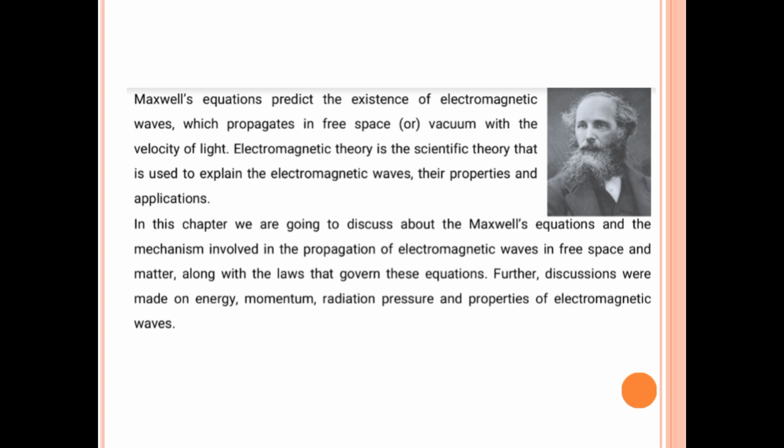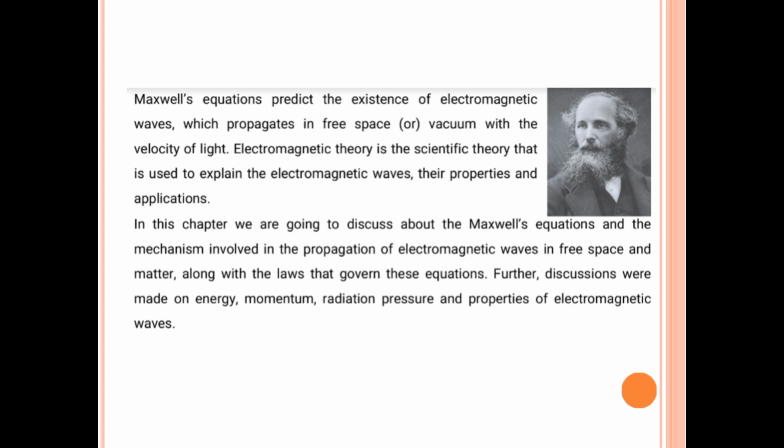Maxwell's equations predict the existence of electromagnetic waves which propagate in free space, that is, a vacuum, with the velocity of light. Electromagnetic theory is the scientific theory that is used to explain electromagnetic waves, their properties and applications. Here we are going to discuss Maxwell's equations and their mechanism, how they are involved in the propagation of electromagnetic waves in free space and in any material medium, along with the laws that govern these equations.